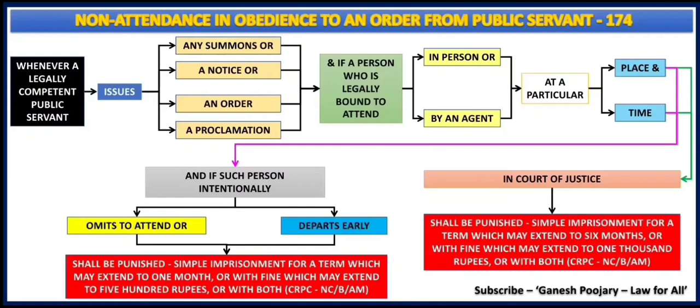Now when such is being issued by a particular public servant, now follow the pink arrow mark there. Such person, if he intentionally omits to attend or departs early. Omits to attend means, imagine Mr. X has been summoned that he needs to be there at place A at 11 am. Now X is not going to place A at 11 am, that is omitting. Or X goes to place A but departs at 10:45 itself.